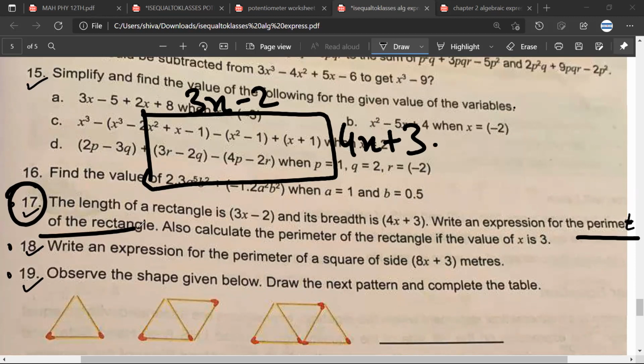Mr. Satya, what is the perimeter of a rectangle? Sir, L into B.